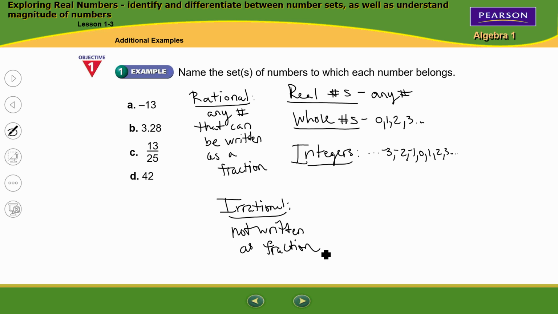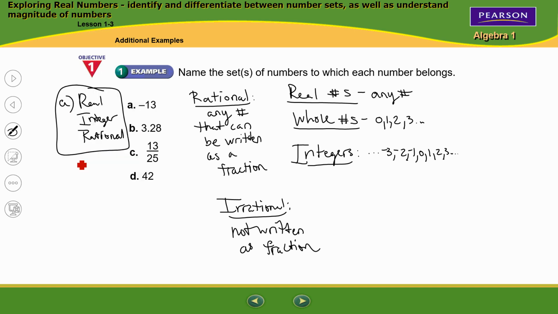So for A, we're going to put real. What else is it? Well, it's a negative number, so that rules out whole numbers. Is it an integer? Oh yeah, because it's an opposite of a whole number. What about rational? Can -13 be written as a fraction? -13/1 is a fraction. So yes, it is rational. And that's all she wrote for part A.